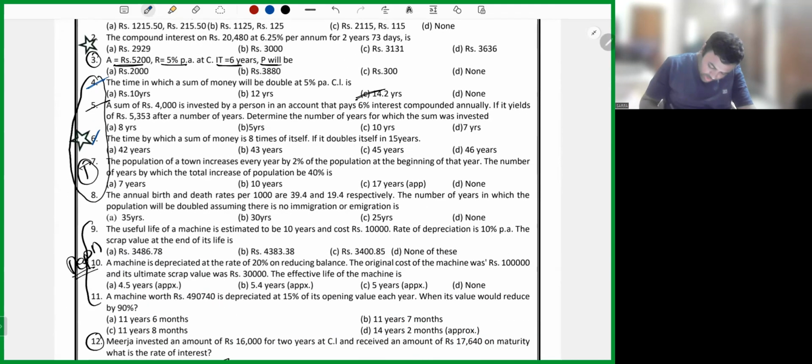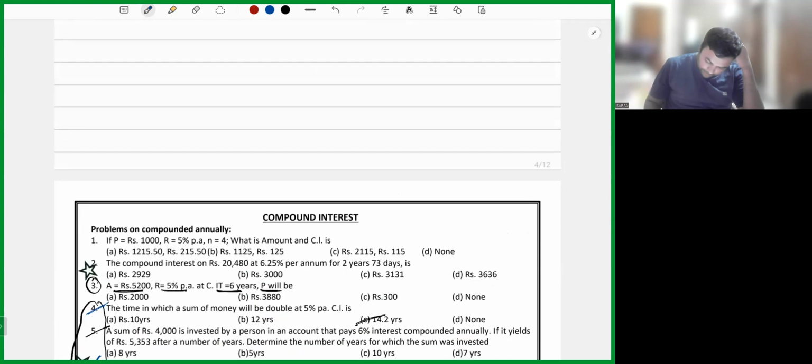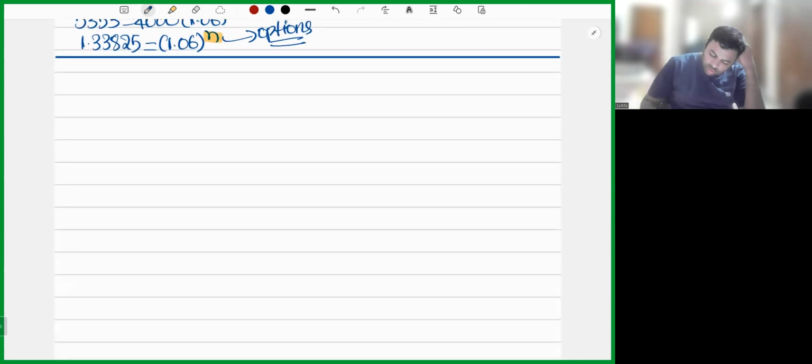Now, the 6th one is important. The time by which a sum of money becomes 8 times itself if it doubles in 15 years. Okay. I'll tell you the shortcut also for this. Question number 6. So what is it telling in question number 6?